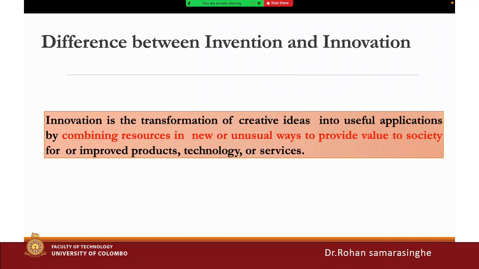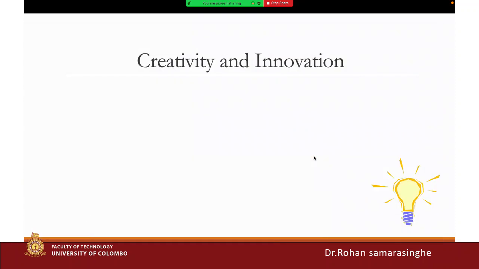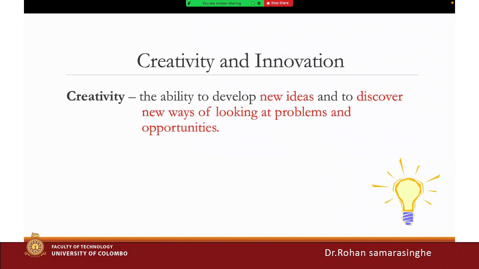Innovation is the transform of creative ideas, inventions, into useful application by combining resources in new or unusual ways, providing value to society, for an improved product or technology or service. So creativity and innovation have some different ideas. That's why I am going to explain all those things to cover everything.